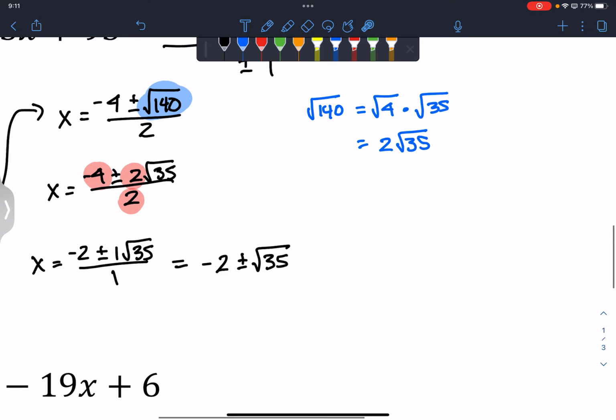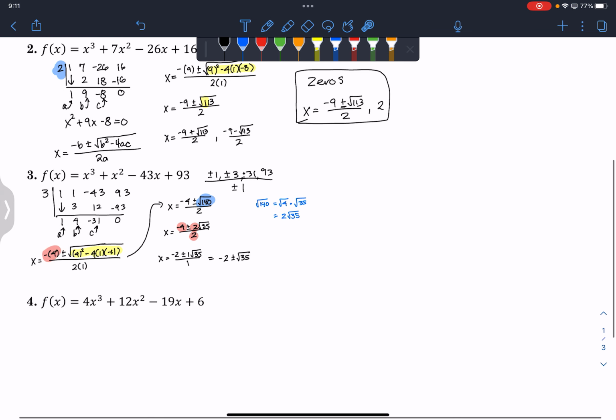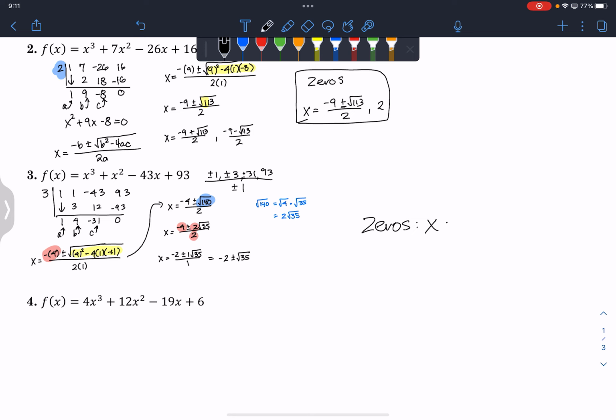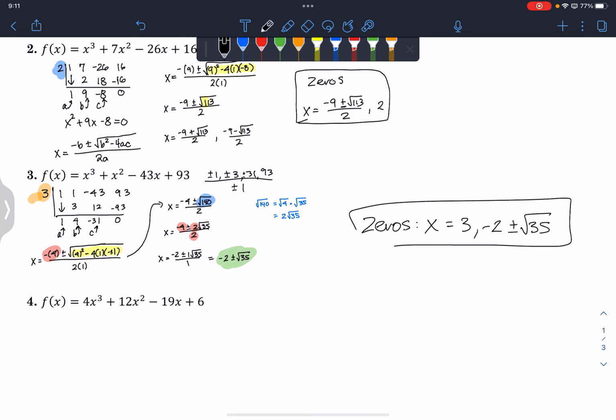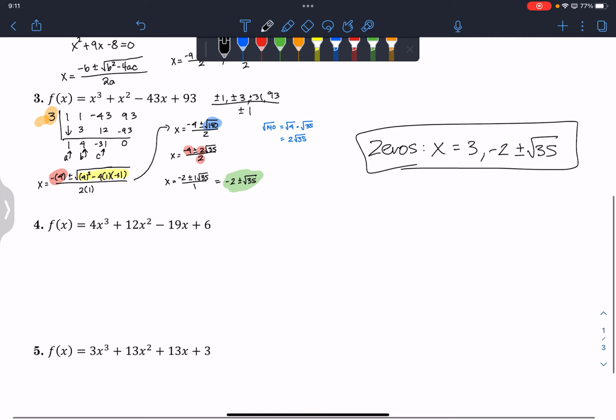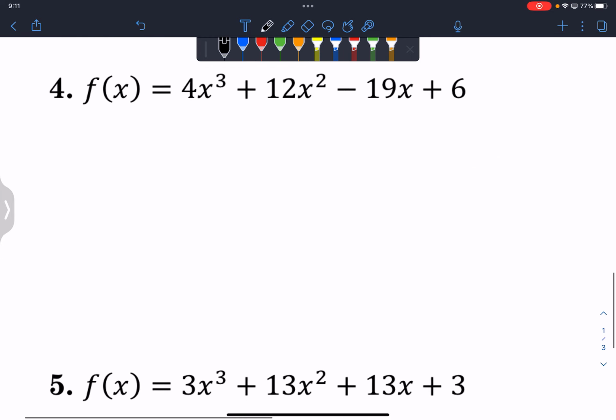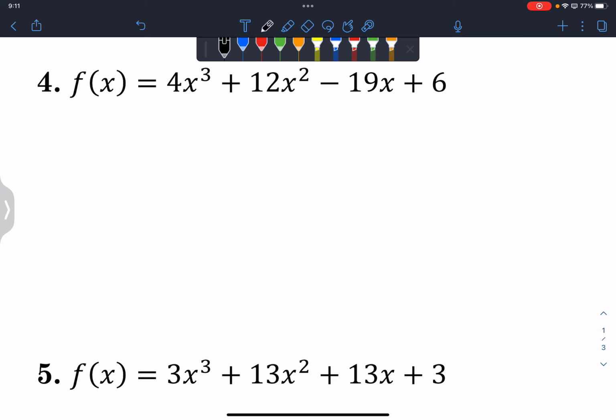So here are our solutions. So our zeros for this example is x equal to this 3 right here. So x is equal to 3, and then of course this right here that we got, which is negative 2 plus or minus the square root of 35. So here's the solution for example number 3. All right, let's move on to example number 4.